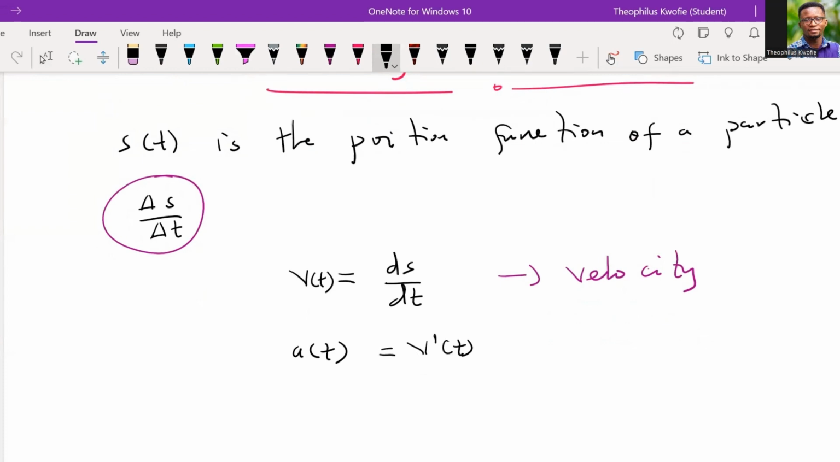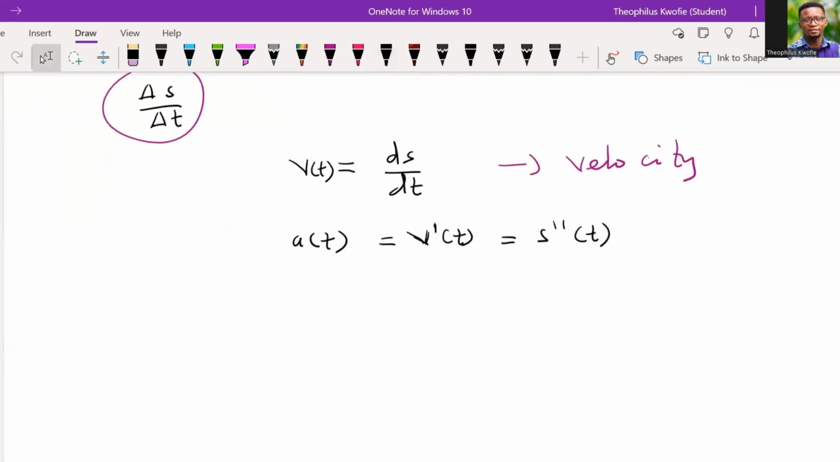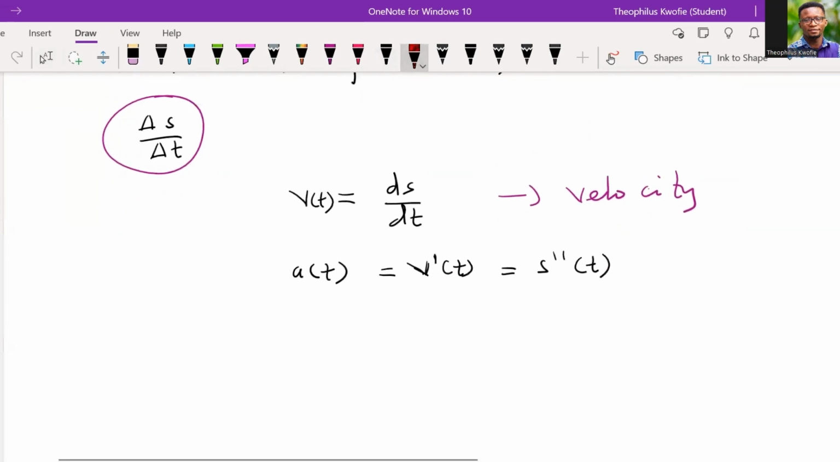Our acceleration will just be the derivative of the velocity, which can also be written as S prime of t. So I would want us to take note that this is the same as that. Now let's look at some examples and see how best we can understand this concept.